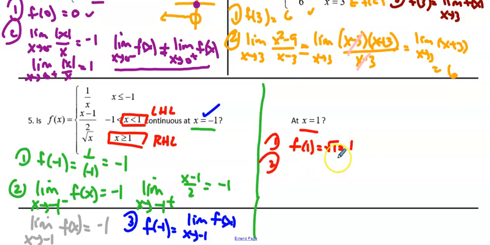Since we've now done this, we automatically have already found our right-hand limit because they're the same thing. So I can go and say the limit as x approaches 1 from the right, and I'm going to go ahead and write the square root of x, just to be consistent, is equal to 1. So we've already found that.